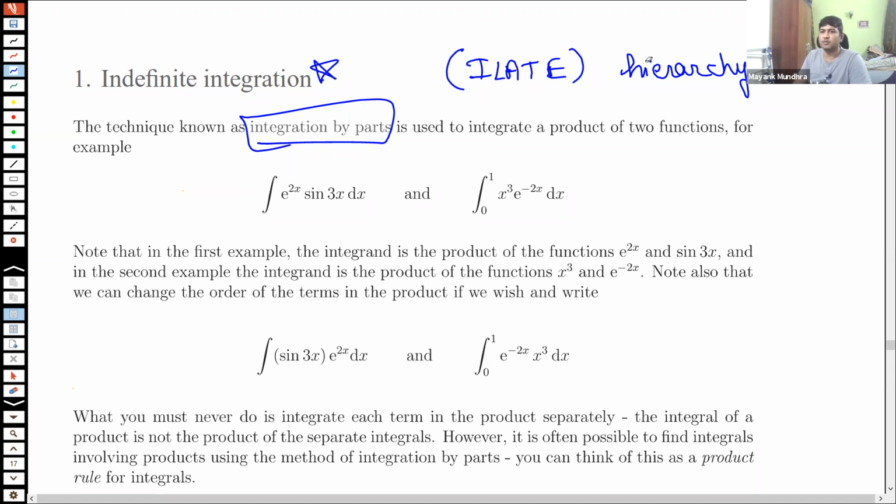But first, I want to describe what ILATE is. ILATE is hierarchical. A function which comes earlier in this nomenclature is given a better rank, better rank being a lower value. So I is inverse trigonometric, which we don't have in our syllabus. L is logarithmic. A is algebraic. T is trigonometric. And E is exponential.